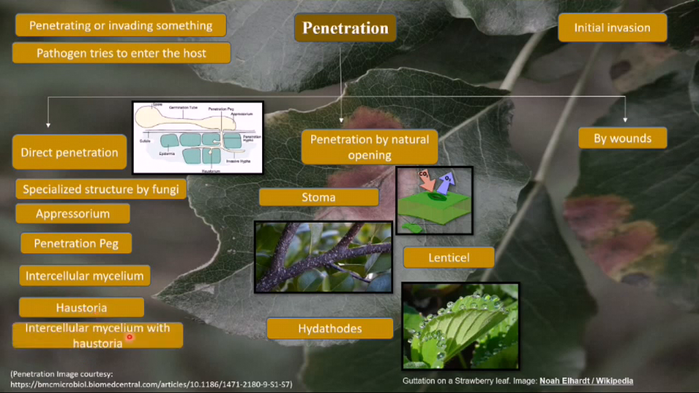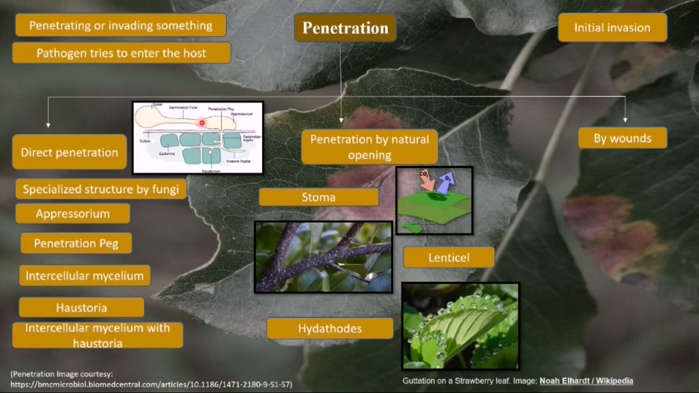After that there is intercellular mycelium with haustoria. That means the intercellular mycelium that is present between two host cells produces haustoria. So haustoria or intercellular mycelium with haustoria are almost alike, right? So these are some of the specialized structures that a pathogen can produce for direct penetration.